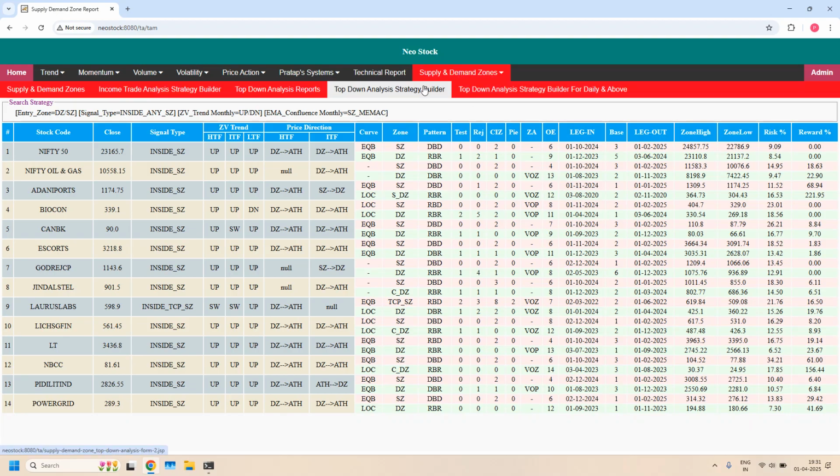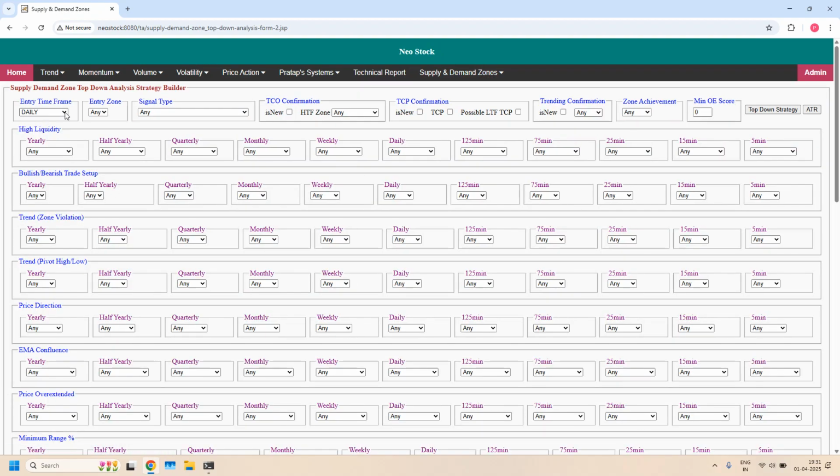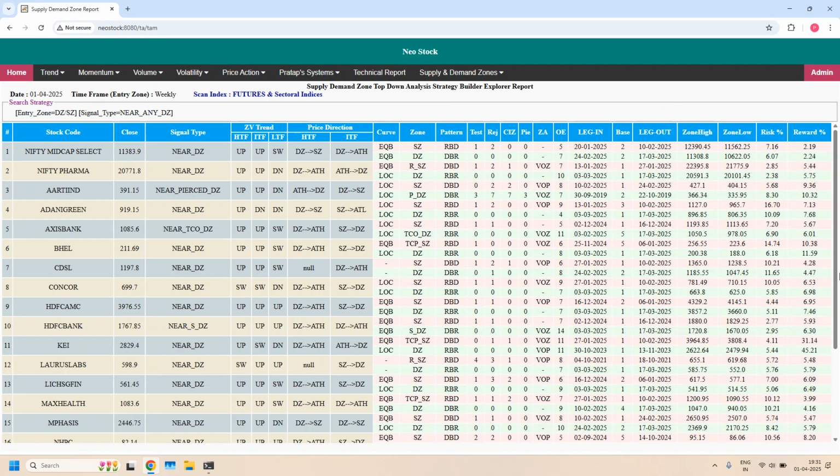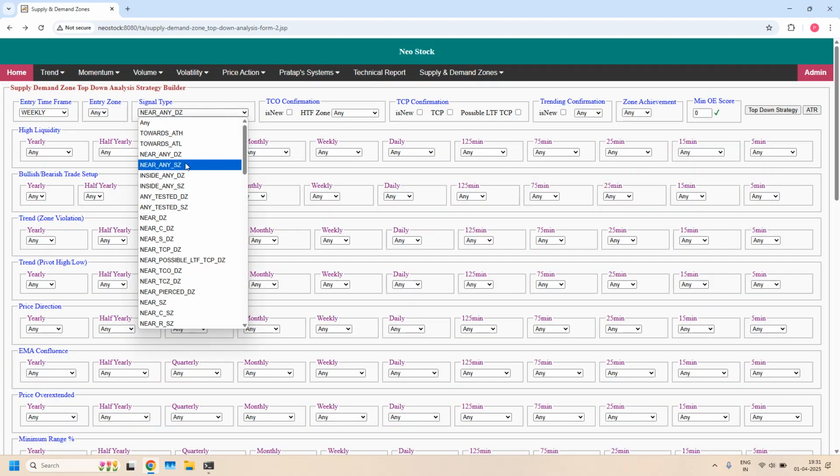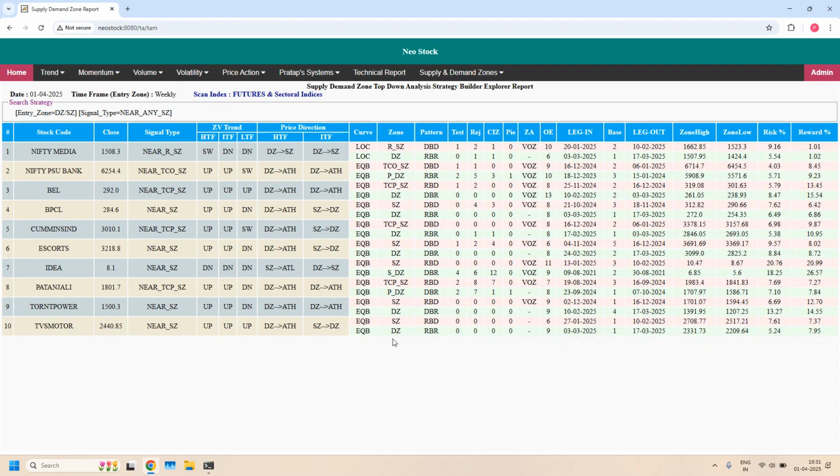Next time frame is weekly. Stocks near weekly demand zone. First 15 stocks in the list. Scrolling the list down. So total 22 stocks are filtered. Okay, next, stocks near weekly supply zone. We got 10 stocks.